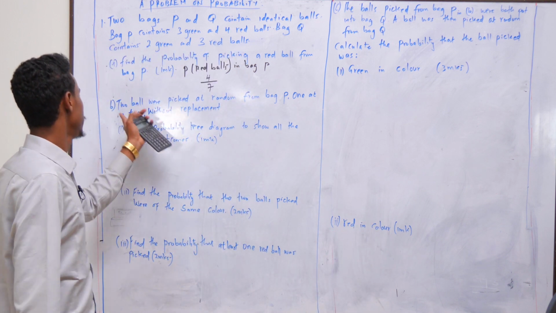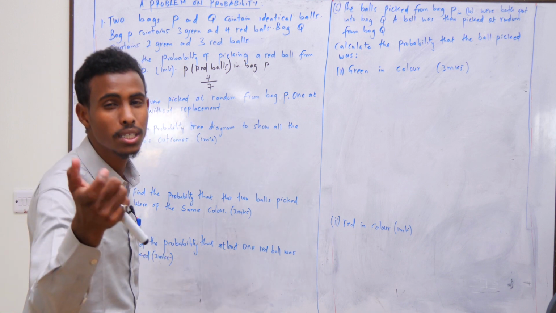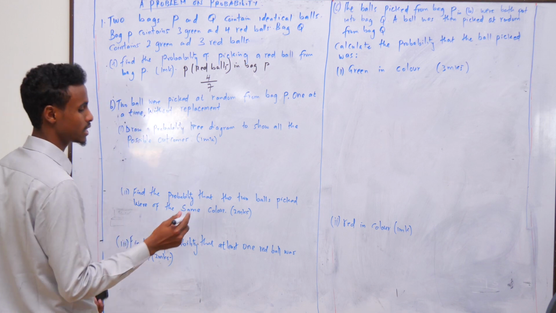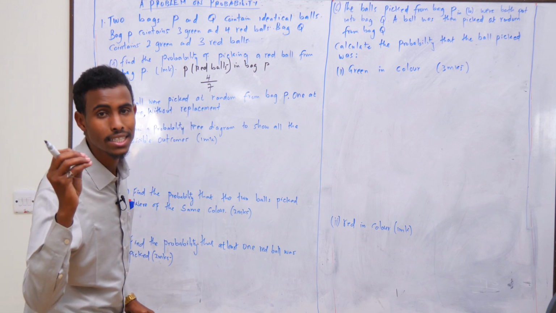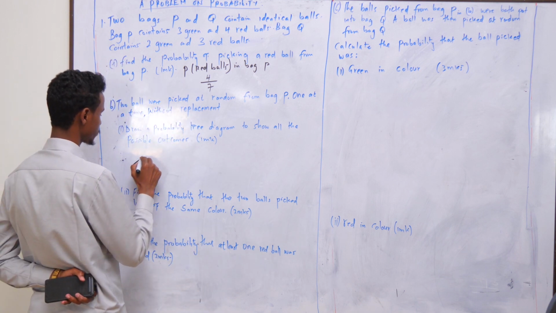It's a 1-mark question. Two balls were picked at random from bag P, one at a time, without replacement. Now let's look at this. We're just told to draw a probability tree diagram. Very simple. Now let's come here.